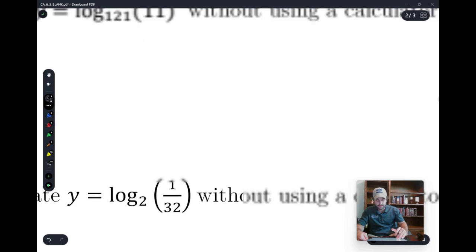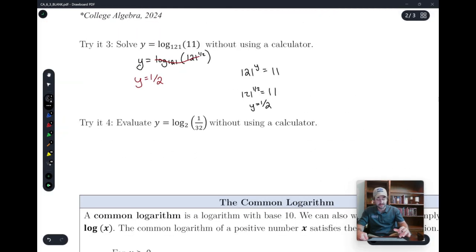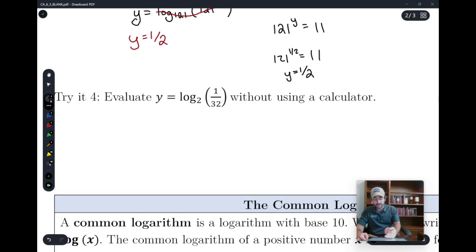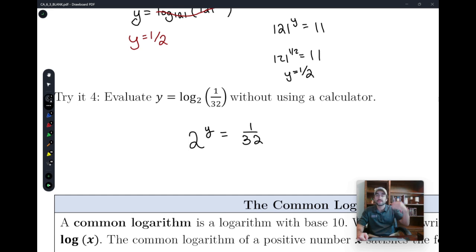All right, let's keep going. We're going to do the exact same thing here. It gets a little trickier because you have to know your properties of exponents. And so we are going to rewrite this. I'll do it the second way. We'll rewrite it with the base of 2, an exponent of y equals 1 over 32. And we're just going to run through some of these exponents to try to think through what it could be.